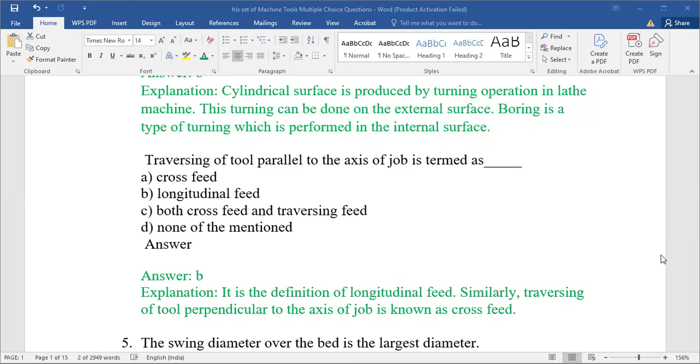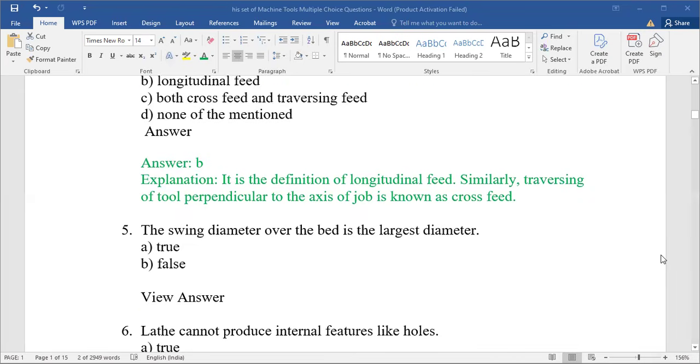Always, the traversing tool parallel to the axis of the job is called perpendicular. The answer is B.